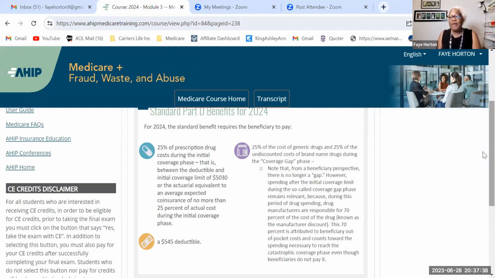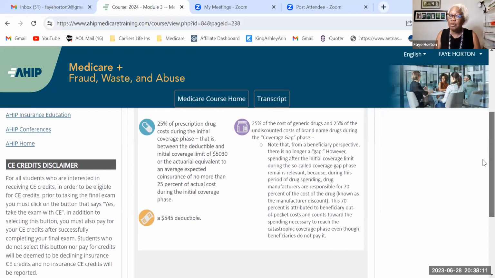The $545 is the deductible for 2024. So if there is a deductible in any of the prescription drug plans, it cannot exceed $545. And that's an annual deductible. 25% of the cost of generic drugs and 25% of the undiscounted cost of brand name drugs is what the beneficiary will pay using the standard model when they're going through the coverage gap.